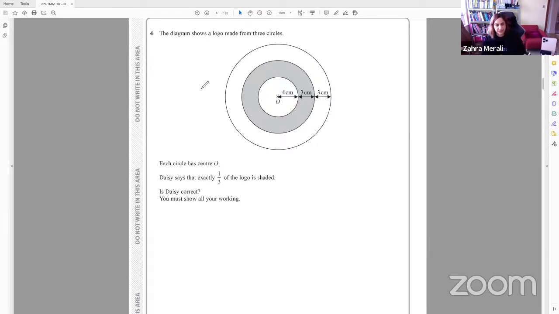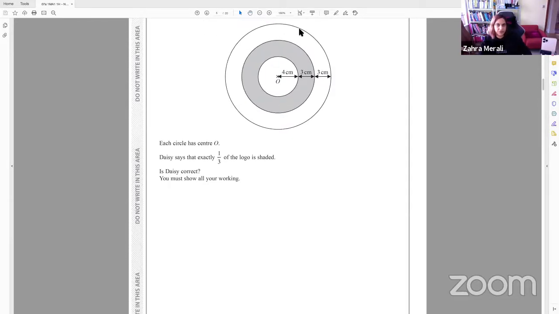So I would lay it out like this. If I pull this up a little bit, we've got here, we're trying to find the amount that's shaded. The way I'd lay it out, we've got our big circle, our medium circle, and our small circle. And we're going to look at the areas of all 3 of those.